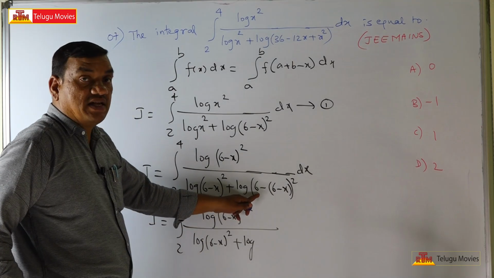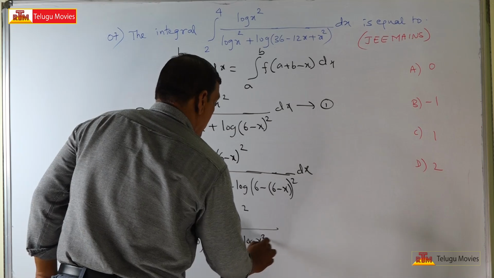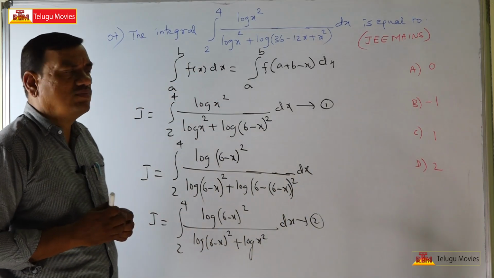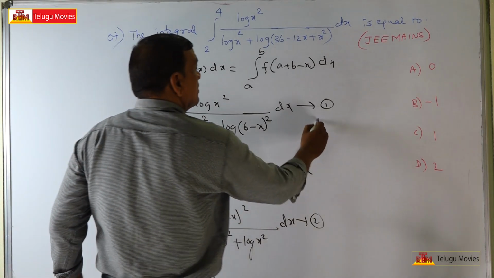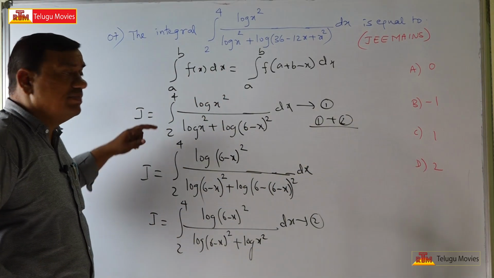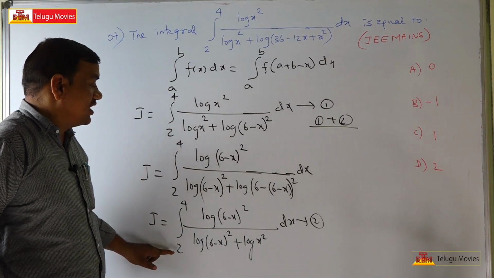So here plus 6 minus 6 cancel, minus of minus plus, this is equal to integral of log x square dx, call it as 2. Right. So such type of problems you will do so many things. If you observe, adding 1 and 2, the upper limit and lower limit are both the same, 2 to 4, here also 2 to 4.